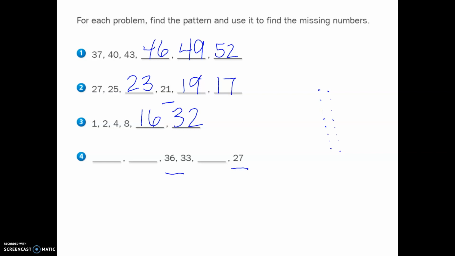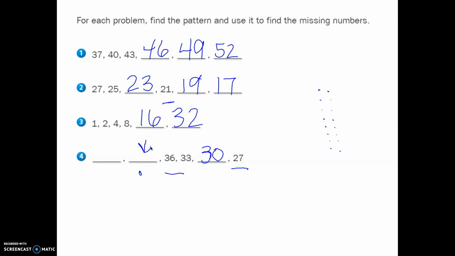Well, let me try this one here. 33 minus 3 is 30. 30 minus 3 is 27. So that works. However, I can't go 36 minus 3 for this one because that's going to give me 33. Because if I'm subtracting, this number in this spot here needs to be larger than 36.